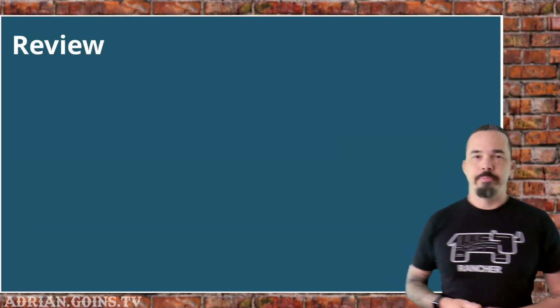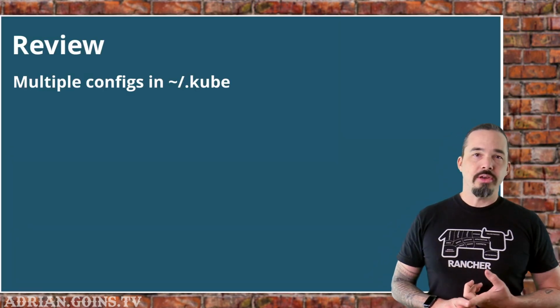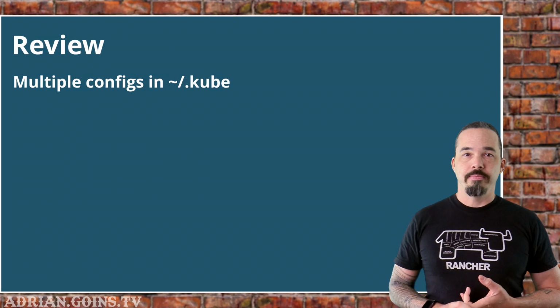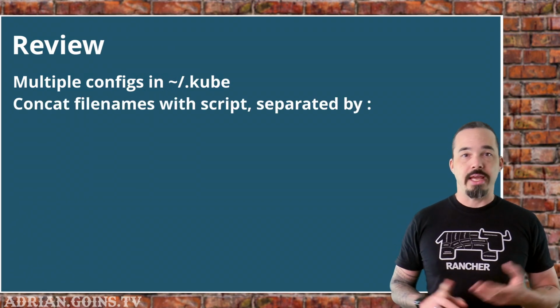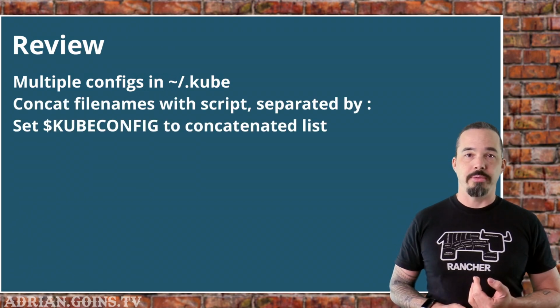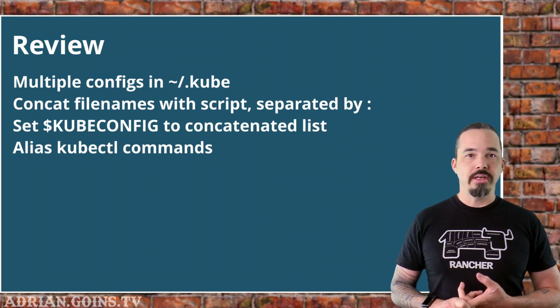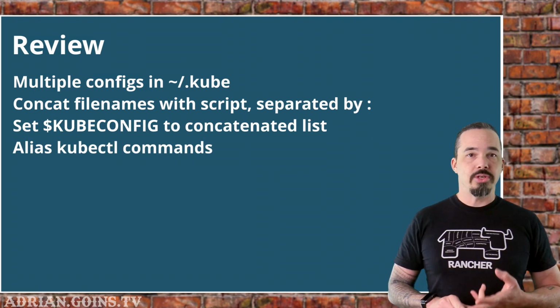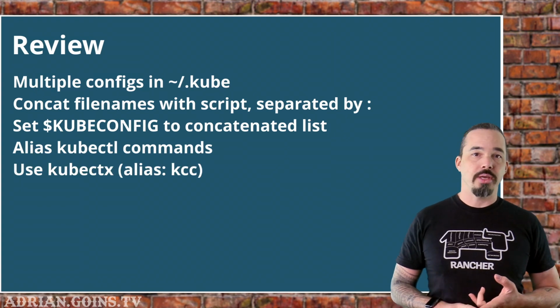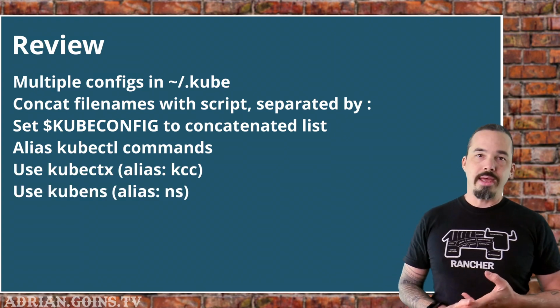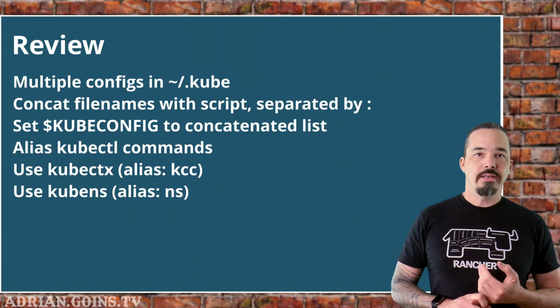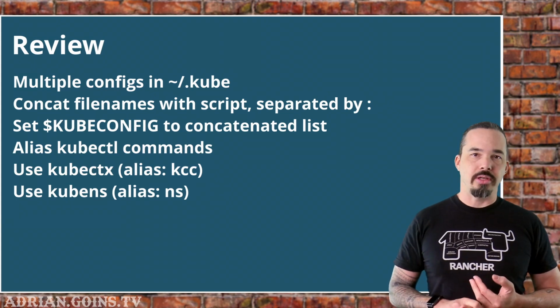So let's recap. I use multiple kubectl config files in the .kube directory, and those are concatenated by a script and loaded into the KUBECONFIG environment variable. I have a bunch of aliases for kubectl commands that I use often, including KCC, which is an alias for kubectx to switch between contexts. I use kubens, aliased as ns, to switch between namespaces in a particular cluster.